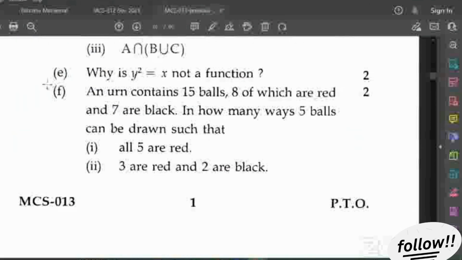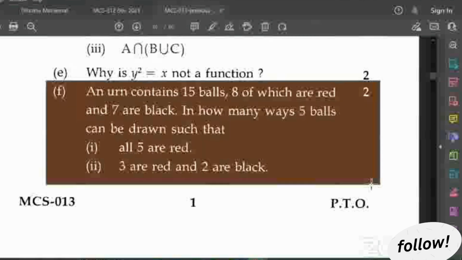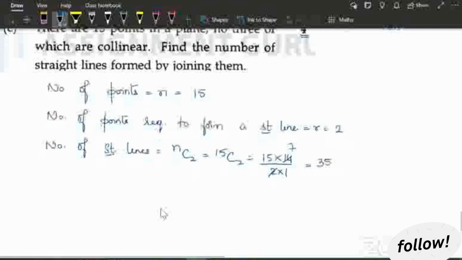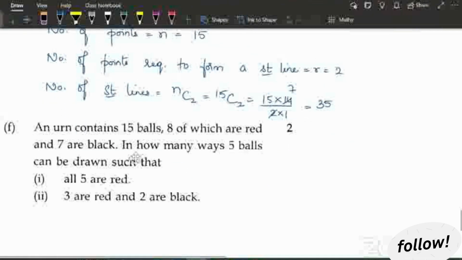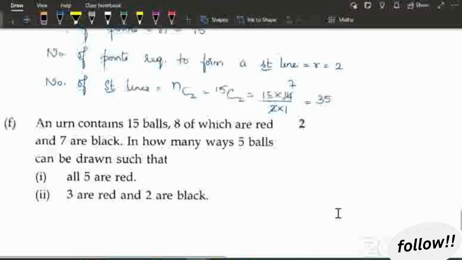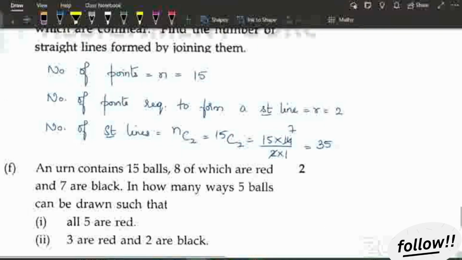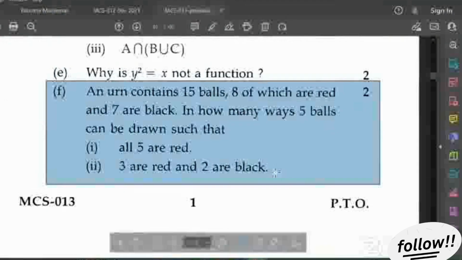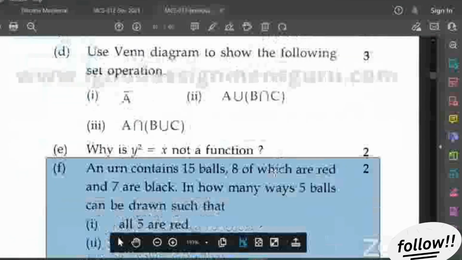So here we have a question with just 2 marks. This is a question where you have a bag which has different colored balls, and how to select a certain number of balls out of it. This was asked in December 2012.